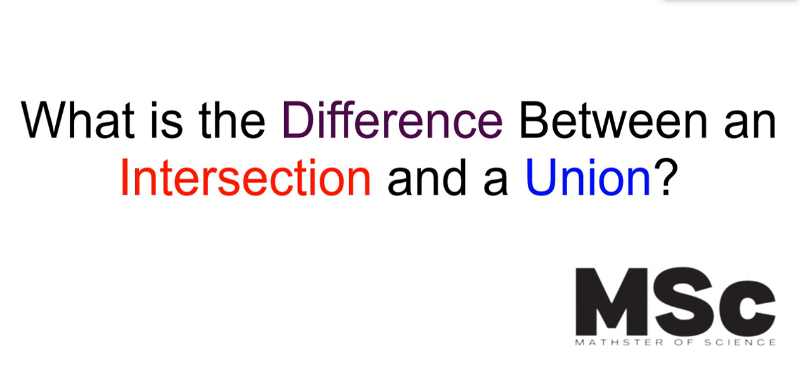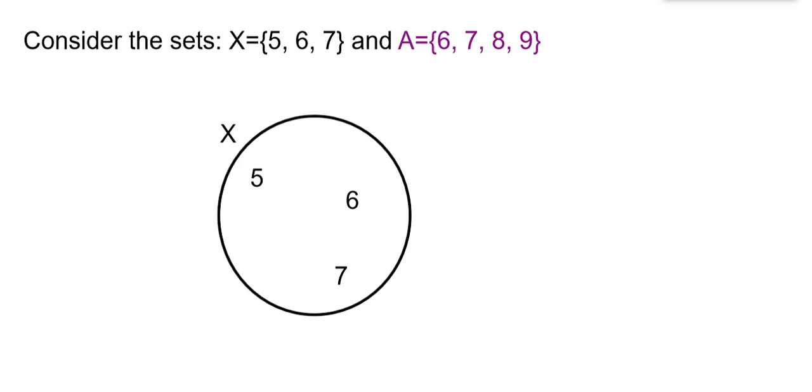In this video we're going to be looking at the difference between an intersection and a union. So to dig into this, we're going to consider two sets. We're going to consider X consisting of the numbers 5, 6, and 7 as illustrated here below, and set A. And you will notice that there are some numbers that they have in common, 6 and 7, but A also contains other numbers as well.